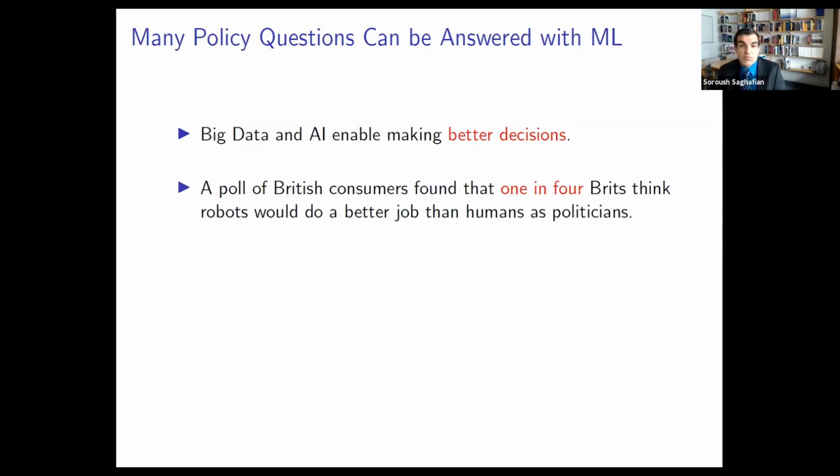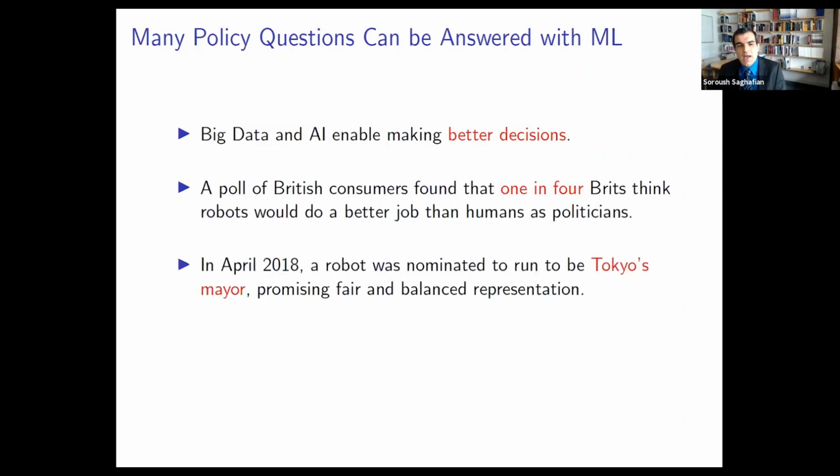They actually ran a poll here in the UK, and they found that 1 in 4 Brits think that robots would do a better job than humans as politicians. And this is becoming more and more realistic. In 2018, less than 2 years ago, we saw that in Tokyo, one of the nominees for mayor was a robot. It promises fair and balanced representation.